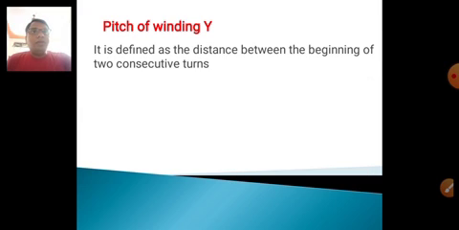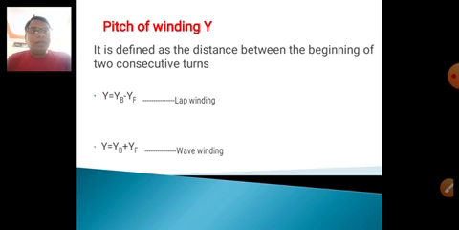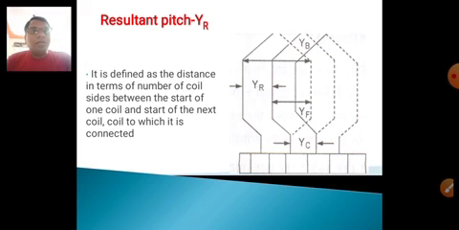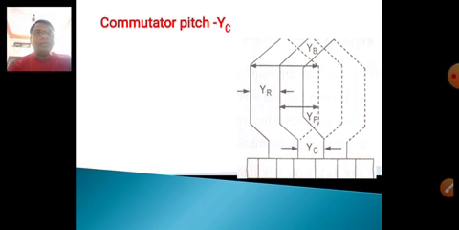Next, pitch of the winding. It is defined as the distance between the beginning of two consecutive turns, that is the resultant pitch, y equal to yb minus yf, where yb is the back pitch and yf is the front pitch, for lap winding. And y equal to yb plus yf for wave winding. The resultant pitch is yr. It is defined as the distance, in terms of the number of coil sides, between the start of one coil and the start of the next coil to which it is connected. That is known as yr, the resultant pitch.